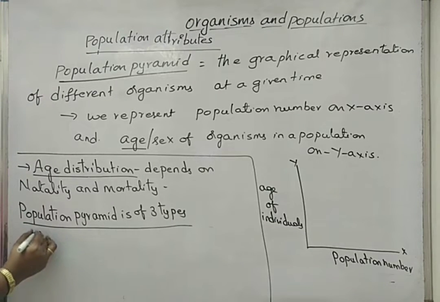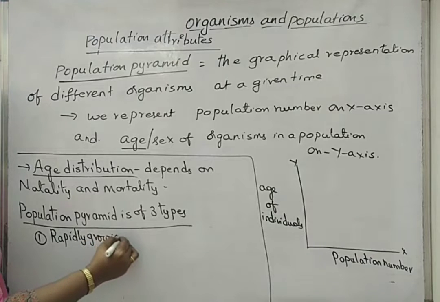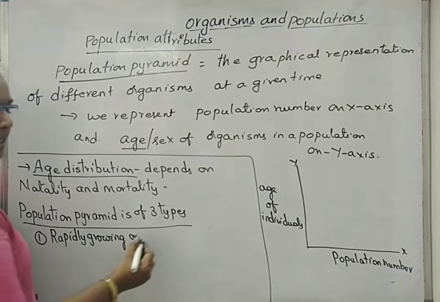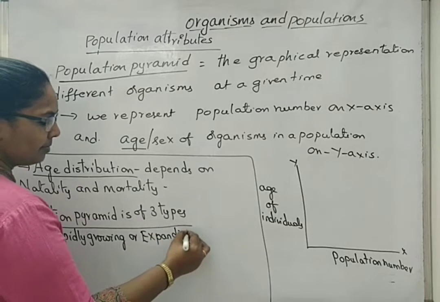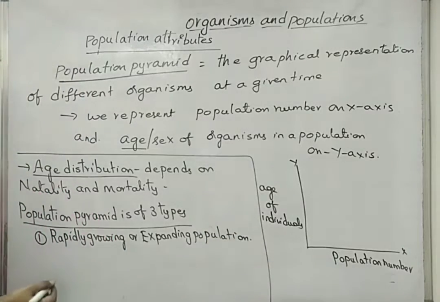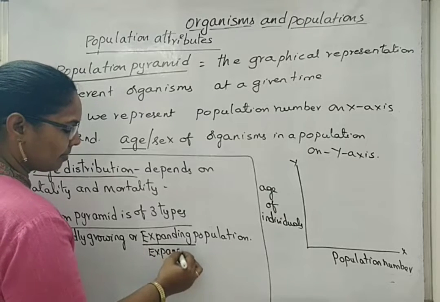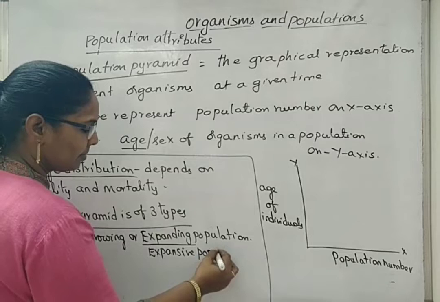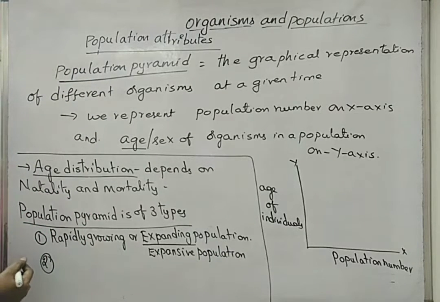What are those 3? First one, rapidly growing or expanding population, or expansive population. Second one, stationary population or stable population.